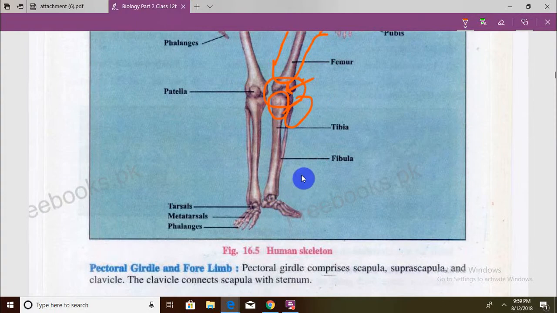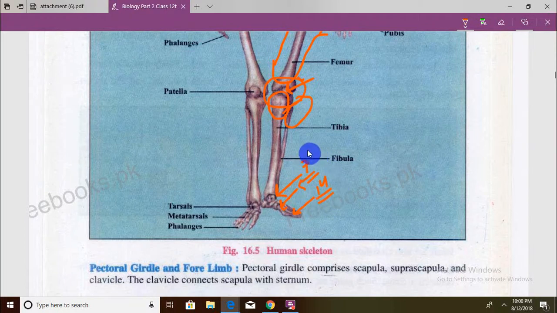Then we have the carpals. This time, no, my apologies, we don't have the carpals, we have the tarsals. Instead of there being 8 of these, we have 7. We have 7 tarsals, and then we have 5 metatarsals, and as before, we have 14 phalanges that make up the toes and stuff.